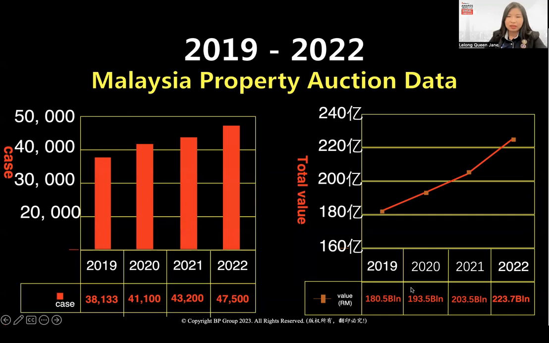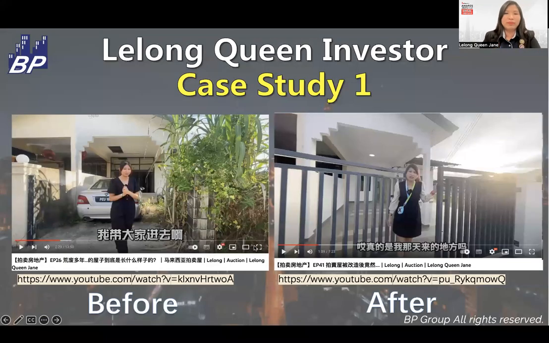And you can see here the value goes from 180 billion to 223.7 billion of property. What is the concept of billion? Well, we can say it's a really high amount of value in the auction market. So this is an opportunity that a lot of people don't know, and this is a so-called open secret in the market.